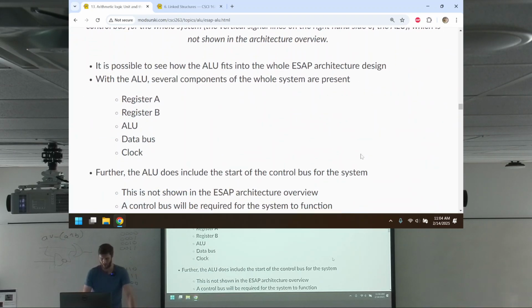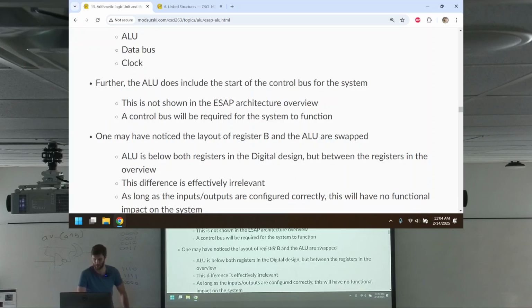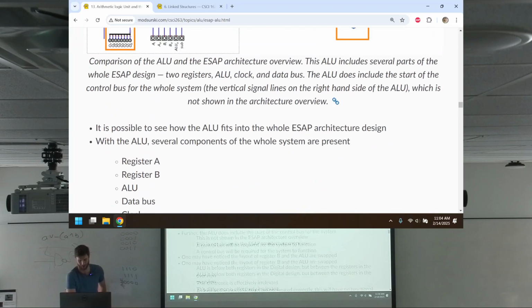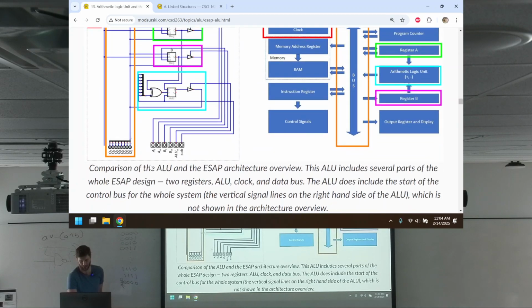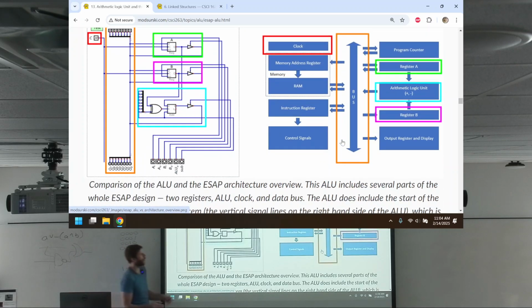Okay. It's possible to see how the ALU fits into the whole ESAP architecture. With the ALU, several components of the whole system are present: register A, B, ALU, data bus, and the clock. Cool? Cool. Further, the ALU does include the start of the control bus for the system, being like this right here. This doesn't show the control bus. The control bus is how all those control signals work, but it's pretty straightforward.